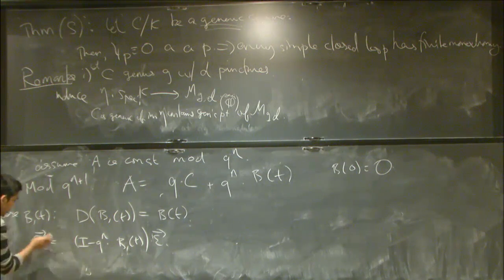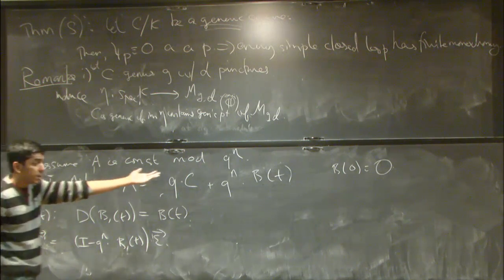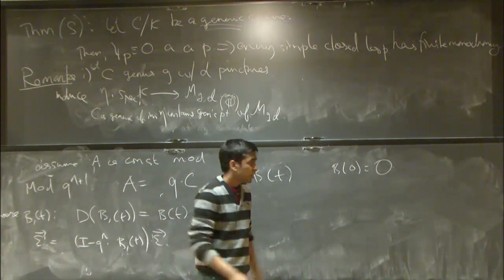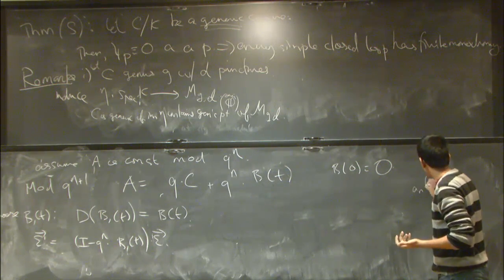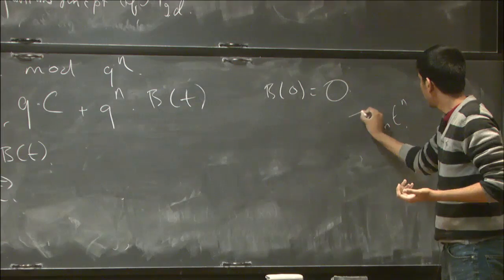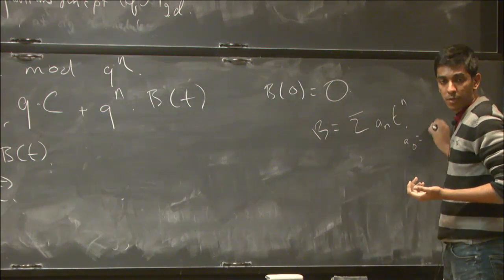OK. So now, does B1 exist? Why doesn't this B1 involve a lot of denominators? Sorry, denominators in what? In q or in t? Oh, well, so b of 0 is 0. And so b of t is just going to be something like a polynomial in t, where a0 is 0.